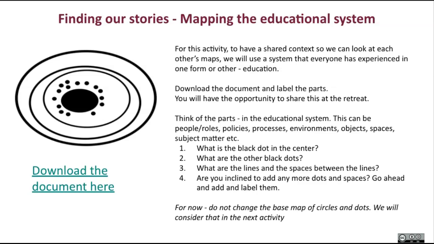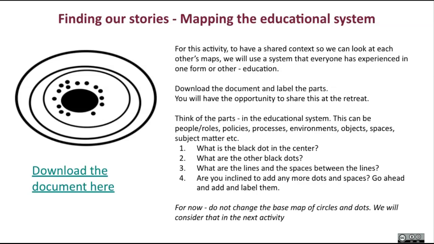Now, this is what to do. Think of the parts that you see in the map, the educational system. So this is now our map of the educational system that you experienced. And think of the people, roles, policies, processes, environments, objects, spaces, subject matter, curricula, etc. And what is this black dot in the center? What are the other black dots? What are the lines and the spaces between the lines? And are you inclined to add any more dots and spaces? If you do, go ahead, add them and label them.